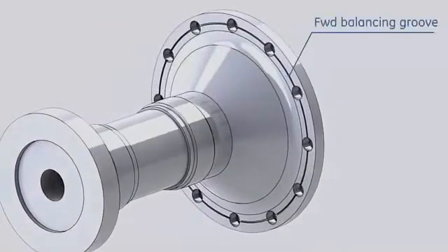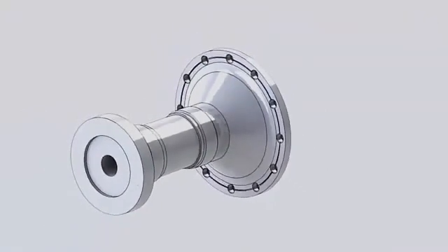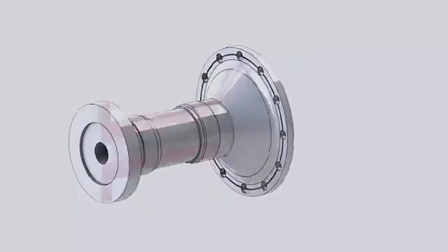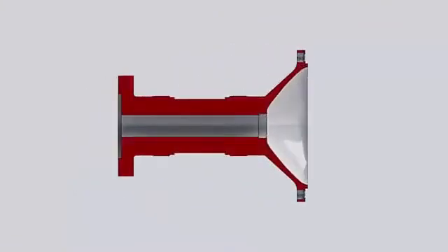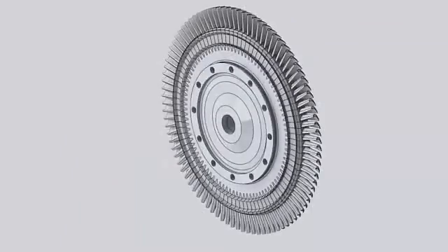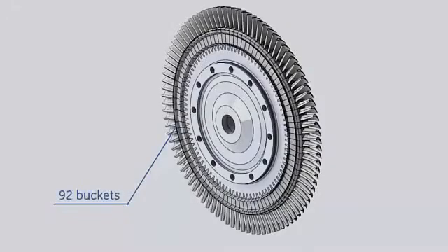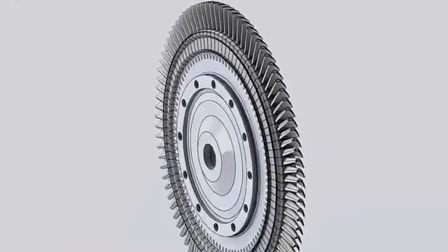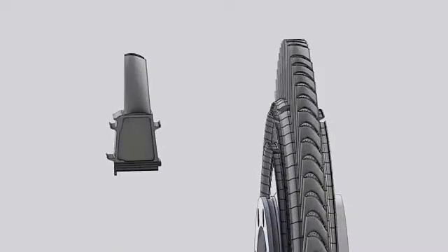Forward balancing groove. Forward flange to connect the turbine rotor to the compressor rotor. The forward wheel shaft is hollow to pass the turbine rotor cooling air. The first wheel carries the 92 buckets of the first turbine stage. Like the next 2 stages, buckets could be disassembled without rotor removal.